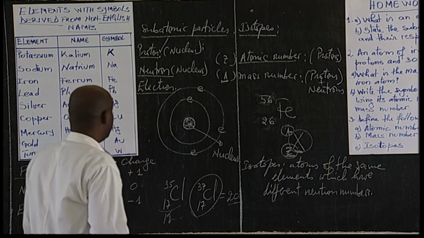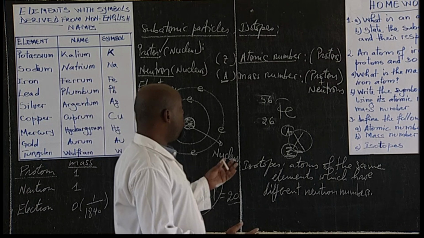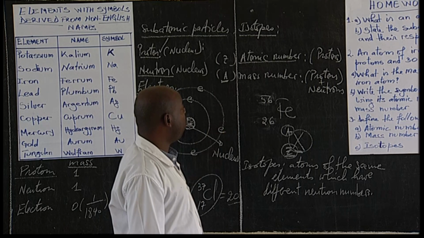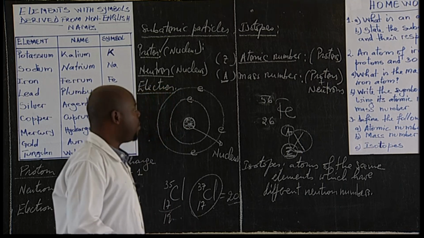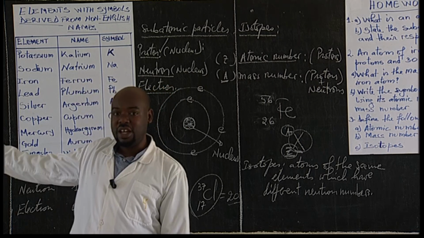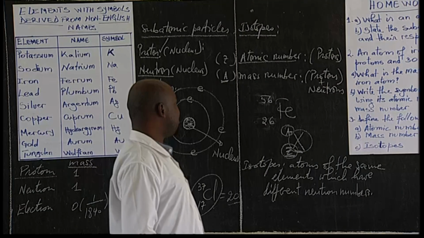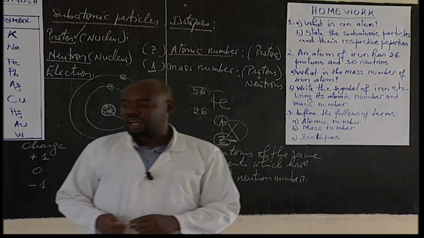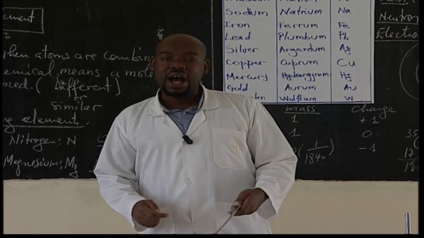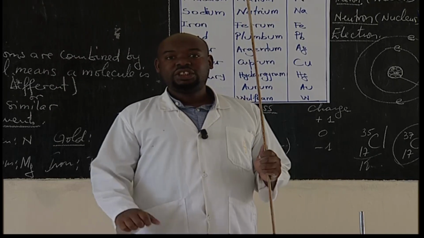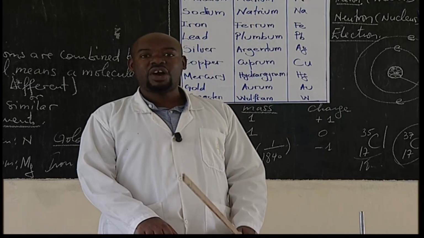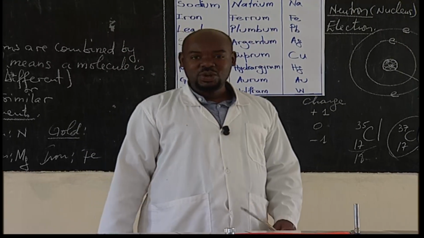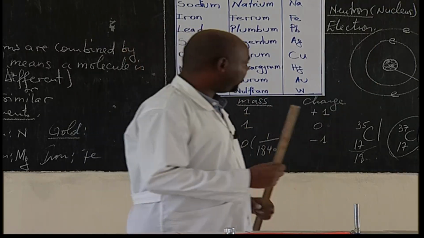Now, before we close today's session, let's have a look at the homework you will try. Question number 1. What is an atom? We have explained and defined the atom. State the subatomic particles and their respective properties. The respective properties I'm talking about are the mass, the charge, and you will also identify the location of those particles. Are they located in the nucleus or around the nucleus?